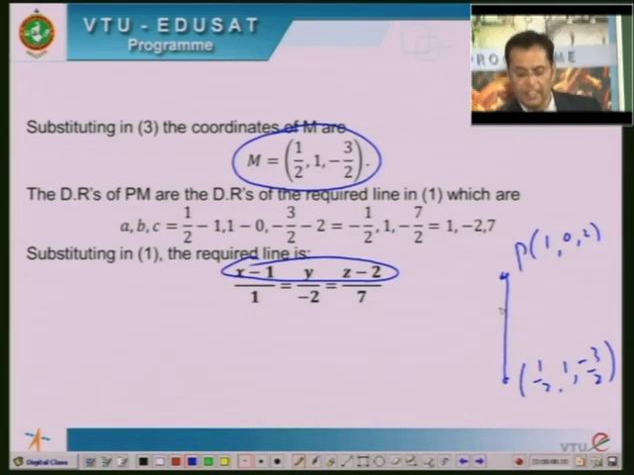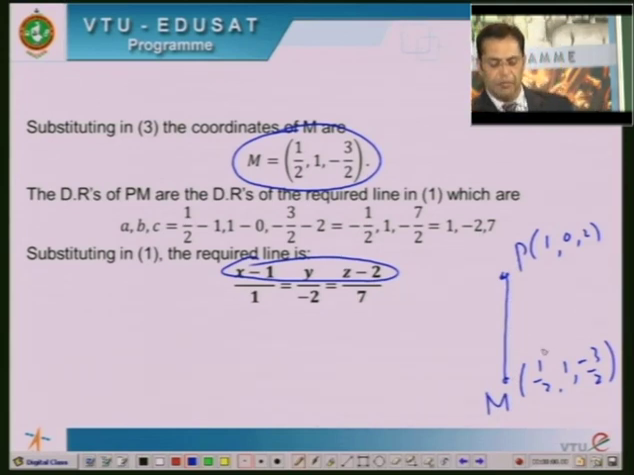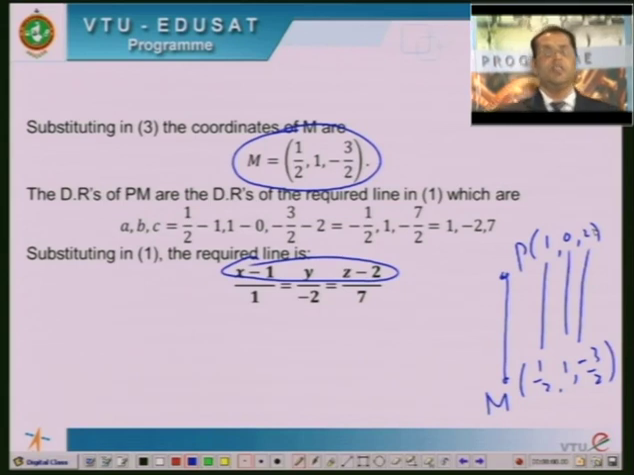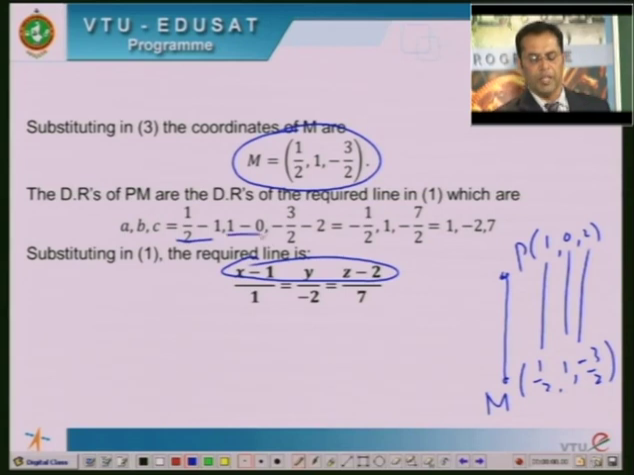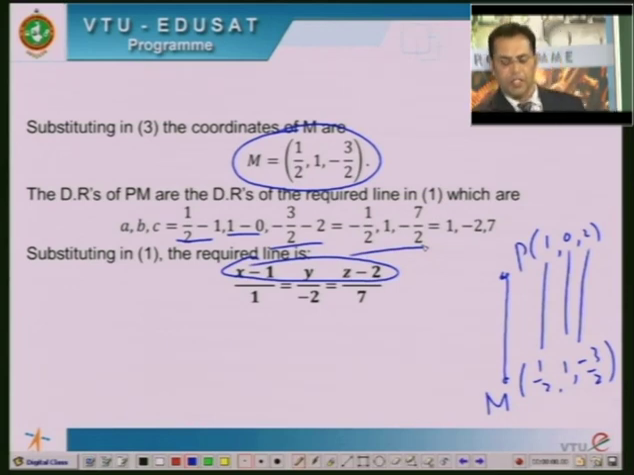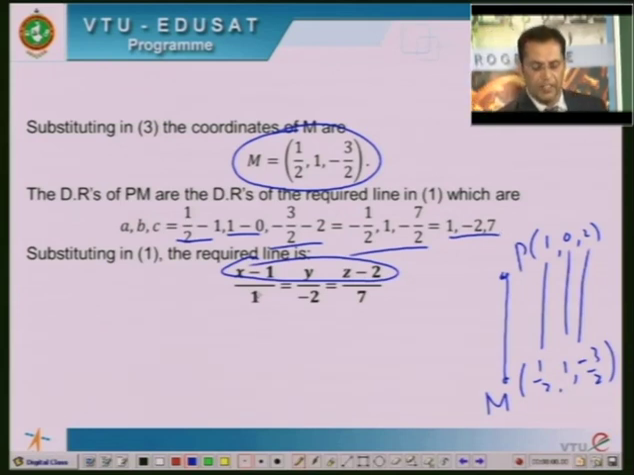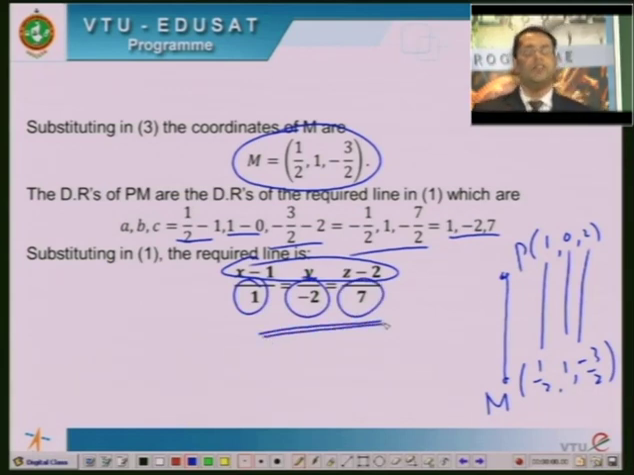And because this is the line and you know both the coordinates, immediately the ratios of the line can be obtained by subtracting the x, y, z coordinates, which are a, b, c equal to half minus 1, 1 minus 0, minus 3 by 2 minus 2, which are minus half, 1 and minus 7 by 2. You can just multiply it throughout by minus 2, because they are a set of ratios, to get finally 1, minus 2, 7. Substitute back in equation 1 the values of a, b, c, and this gives you the required equation of the straight line.